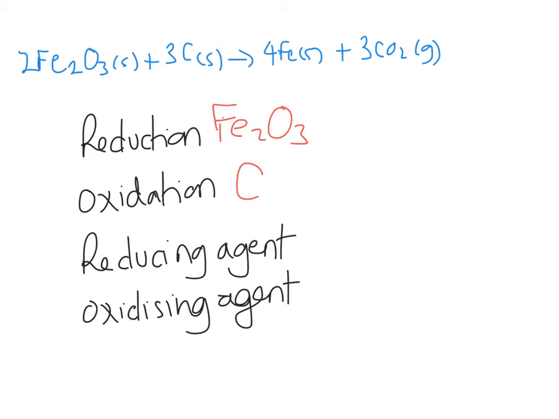Now we need to look at what a reducing agent and oxidizing agent is. Well, a reducing agent will cause the reduction of the other reactant. So in this case, the reducing agent is carbon because it's removing the oxygen from the iron oxide. The oxidizing agent is the one that will produce the oxygen for the other to take. So in which case, here is the reactant with the oxygen, the iron oxide.